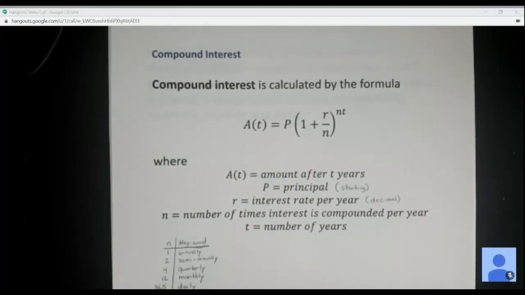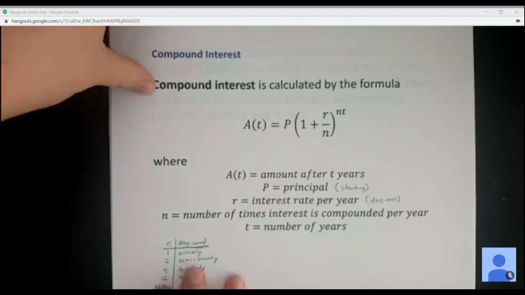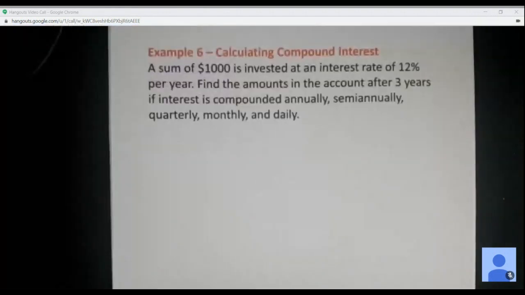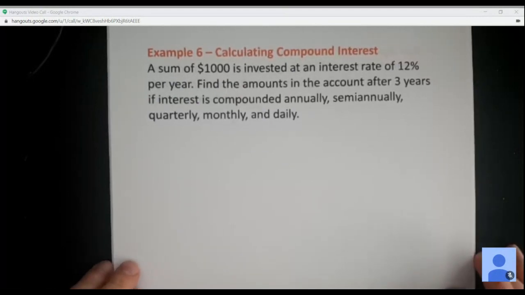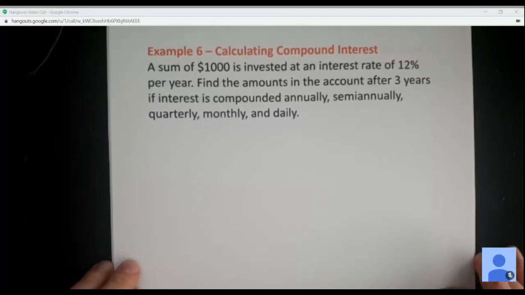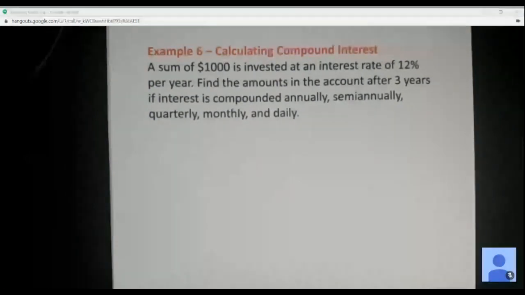All right. So let's take a look at an example then and see if we can set up the equation. All right, so we've got a sum of $1,000 being invested at an interest rate of 12% per year. We want to find the amounts in that account after 3 years, and we're going to do this 5 different ways. You might not do all of them, but I want to try a couple at least. So we're going to do annually, semi-annually, quarterly, monthly, and daily. So each one of those is going to be calculated differently.